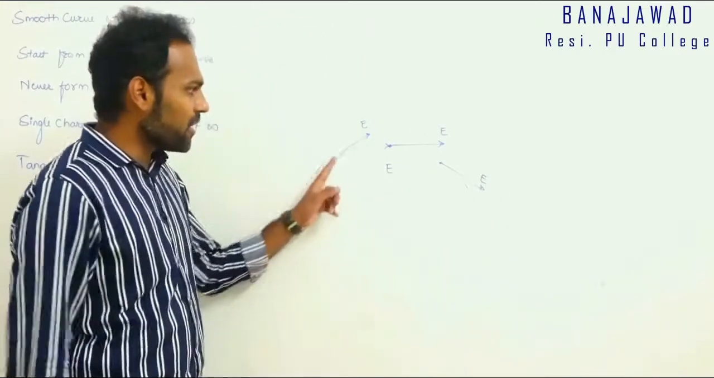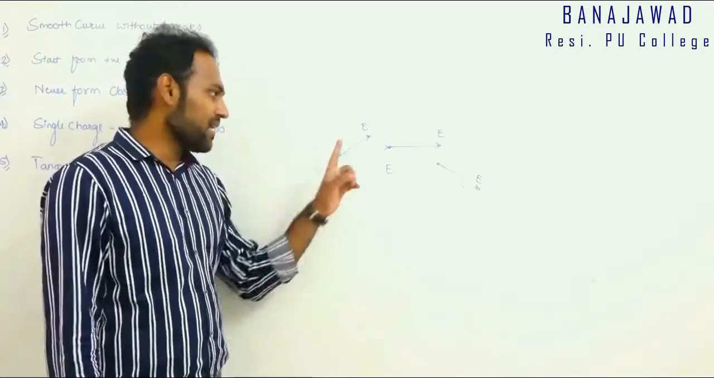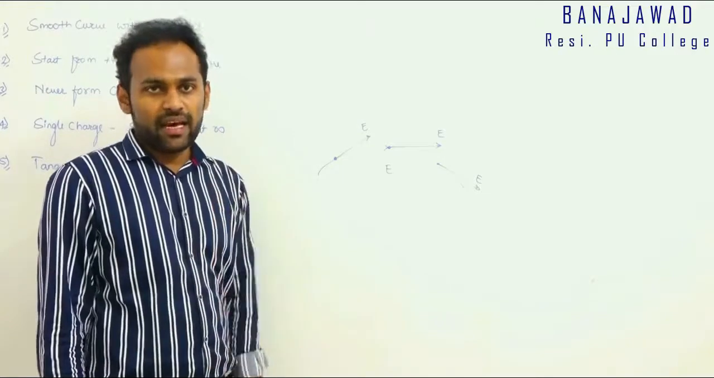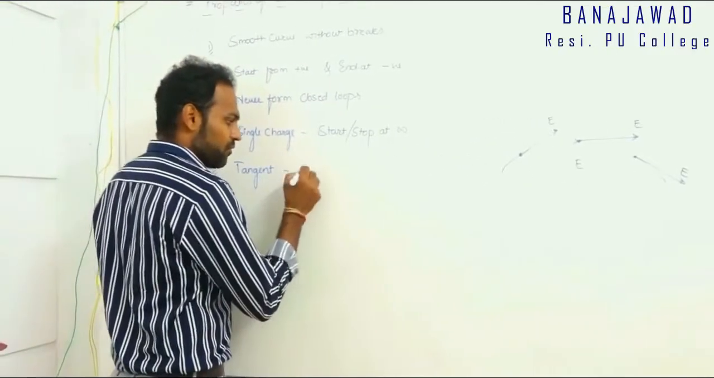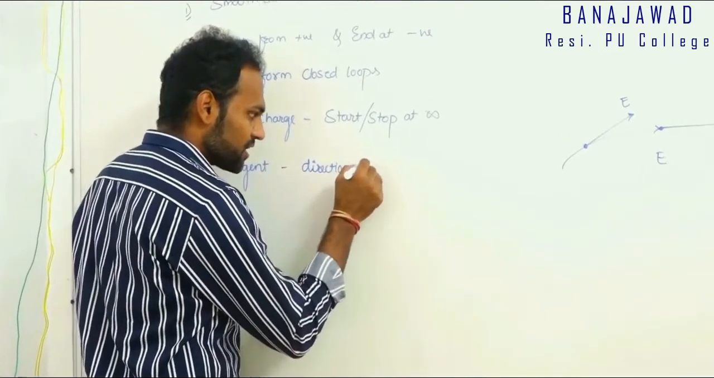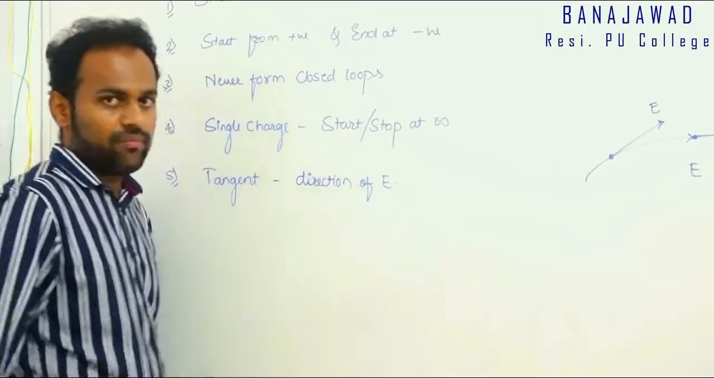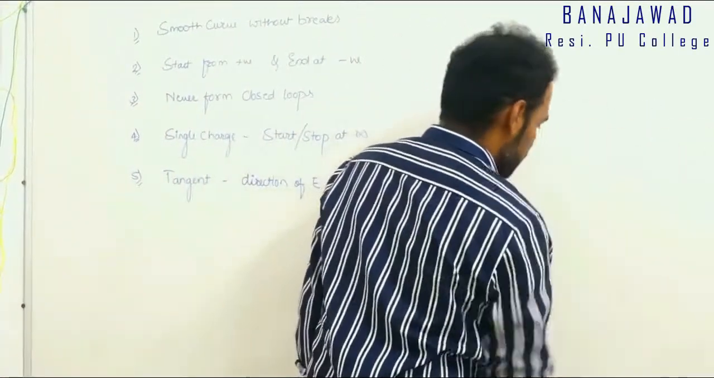So at any point, if you draw a tangent to the electric field line, the tangent will show you the direction of the electric field. So the tangent at any point on the electric field line will give you the direction of the electric field. Fine. This is the fifth property. Next, we'll go for the sixth property.